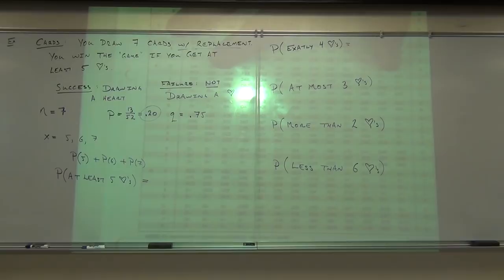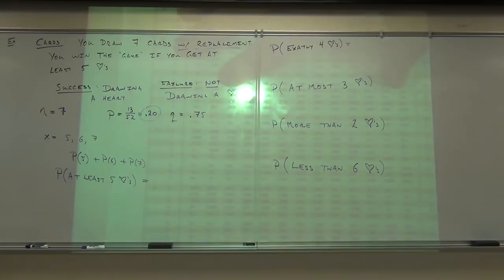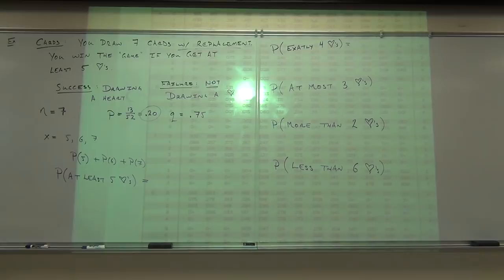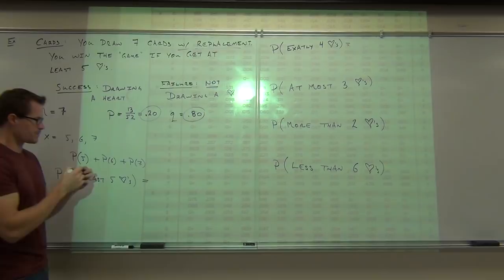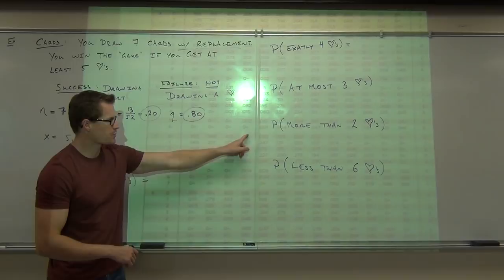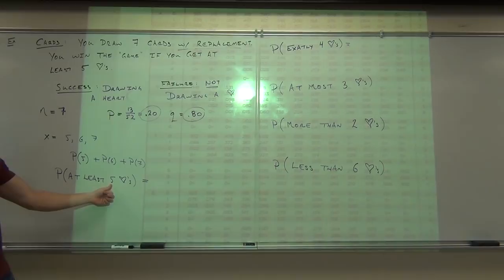Don't you have to change the Q since you changed the probability? Yeah, of course I do. Fortunately for us, the Q is really not on this table. If I did, then yeah, that would be a 0.80 now. So let's check that out. I've moved it so that this is our fourth column. We know that this is a 0.20. What we're looking for is right here, the probability of at least 5 hearts happening.